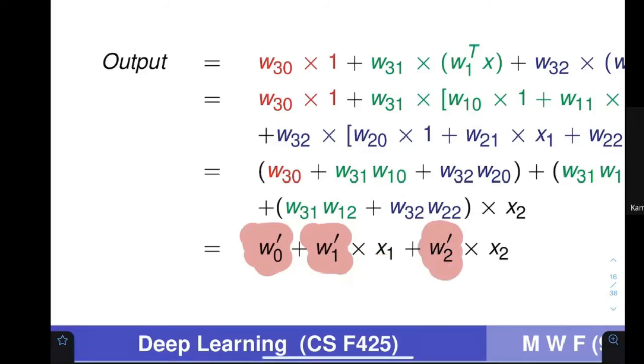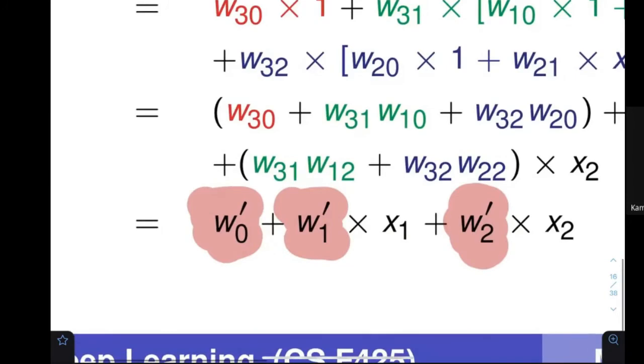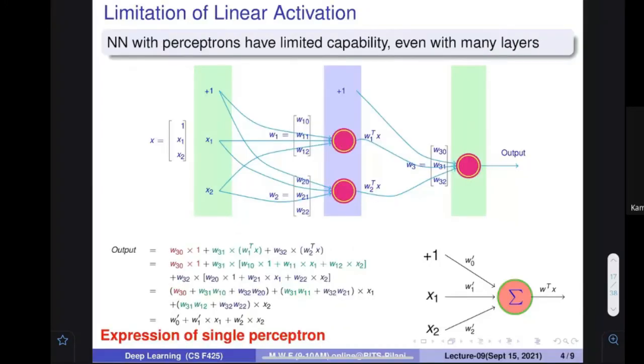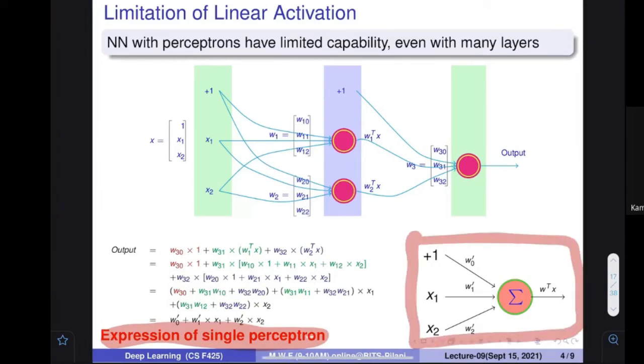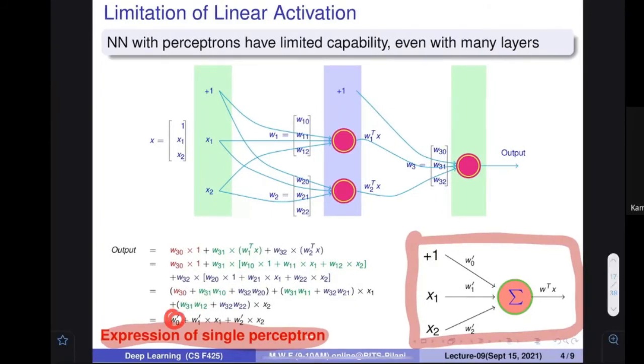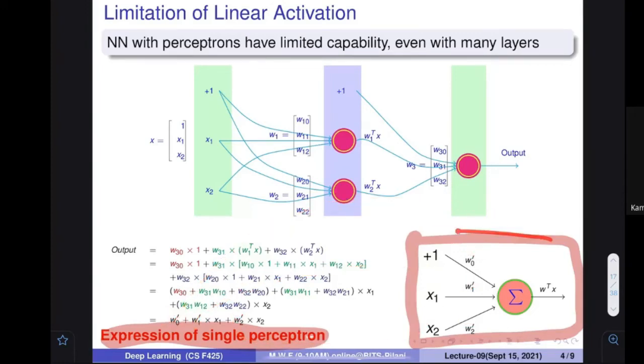Okay, if this is a kind of structure, do you have any idea what kind of structure this is? Okay. So it is an expression of a single perceptron. This is the expression of a single perceptron. It means if I have a single perceptron in such a way that this particular weight, W0, is here, W1 is here, and W2 is here, then this is the single perceptron.